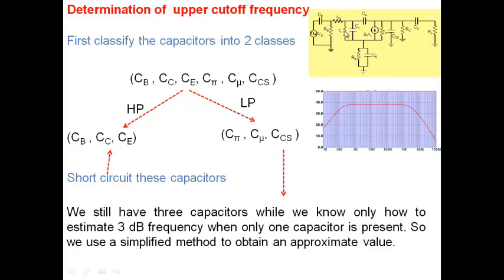So let's assume that C pi is the one which determines the upper cutoff frequency, and then we open C mu and we open CCS. Then we assume that C mu determines the upper cutoff frequency, and then we open C pi and CCS. Remember, look at the differences. When we looked at the lower cutoff frequency and a capacitor didn't matter, we shorted it. While in the upper cutoff frequency, if a capacitor does not matter, it's an open circuit. So that distinction please keep in mind.